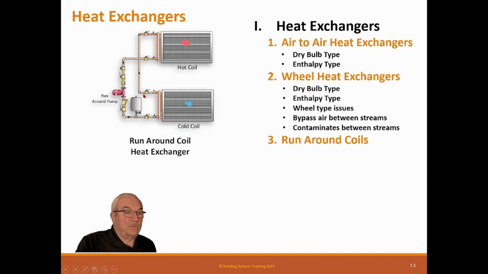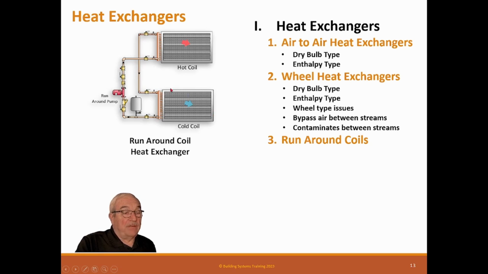Runaround coils, this one can be used on contaminated air, which basically has a coil in the cold stream, one in the hot stream, and one can be exhaust, one can be inlet. And it has a water stream flowing between them, and it transfers heat that way. Now, this one doesn't transfer as much heat as the other one, the heat wheel, but it does transfer heat. It's a runaround coil. This is really popular for very large airflows.